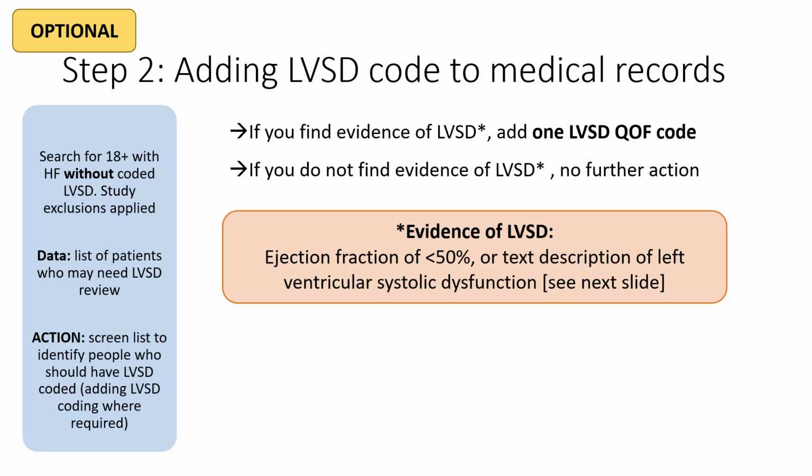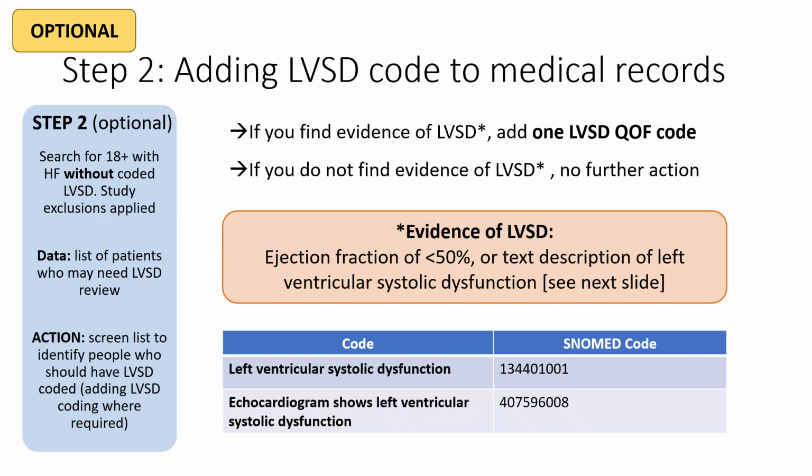If you find evidence of LVSD, you should add the QOF code for LVSD to that patient's record. Please use one of the specified codes listed here with their accompanying SNOMED codes. If you do not find evidence of LVSD, no further action is needed. The process for adding codes to medical records is described in the CORAL EMIS or System 1 instructions.